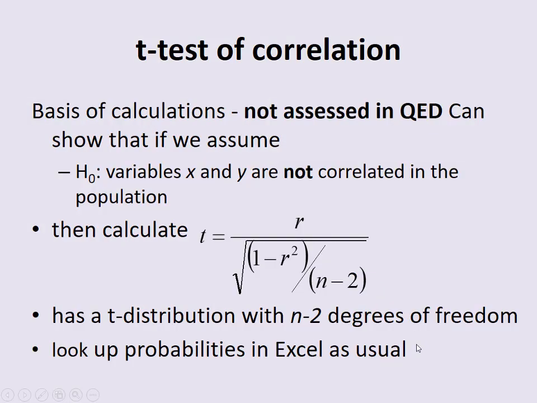The basis of the calculations, again in purple, so we wouldn't expect you to know that in QED, but you can show that if that null hypothesis is true, and also there's some further assumption that x and y are both normally distributed, then if you calculate this, where r is your Pearson's standard correlation coefficient and n is how many you have in your sample, which looks a bit horrible, that would follow a t-distribution with n minus 2 degrees of freedom, and you look up probabilities in Excel as usual.